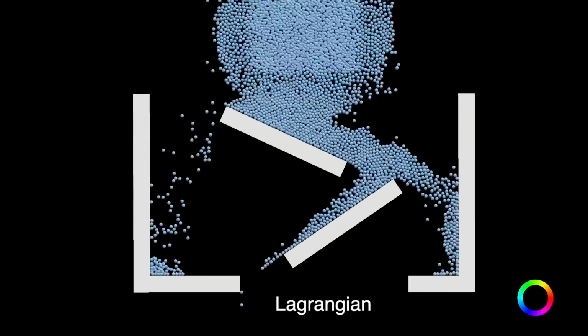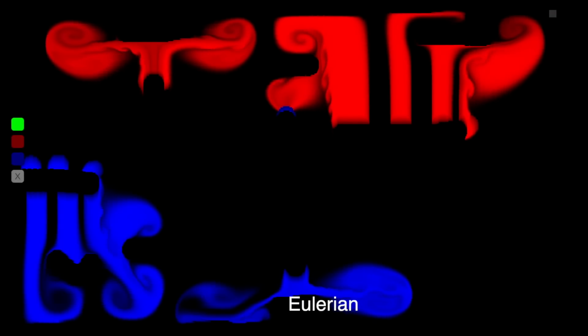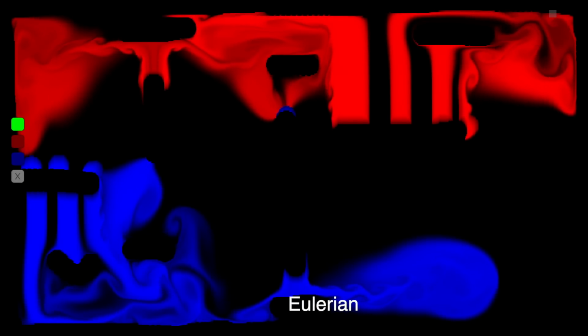I want to simulate fluids. There are two main approaches, using particles, which is called Lagrangian, or using fixed cells, which is called Eulerian. In this video I want to focus on the fixed cell Eulerian approach. The particle approach is fun though, and in Unity is easy to do.